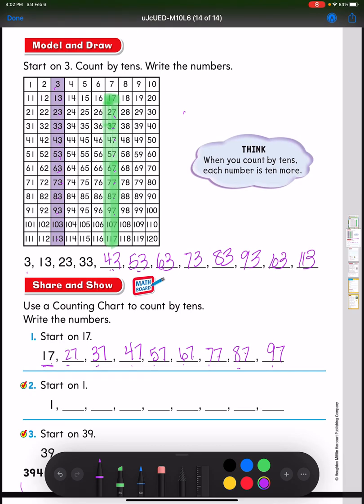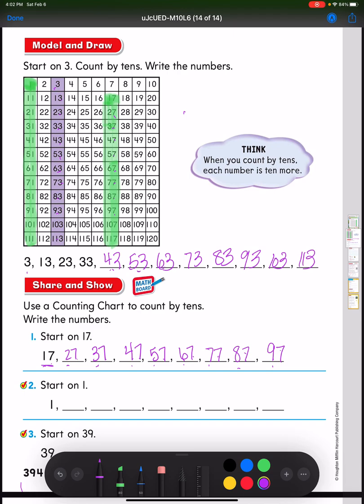All right, start on 1, and we're going to count by 10. So I'm going to find 1, and I know I'm counting by 10, so I'm just going to go down my chart. I'm just going to color this column. I'm going to go down my chart.